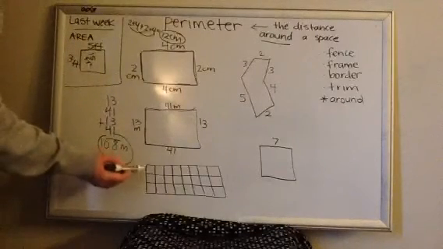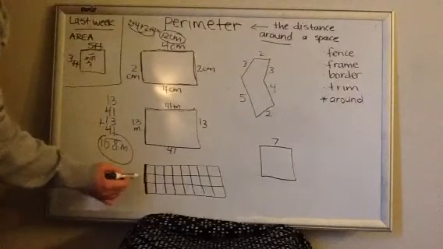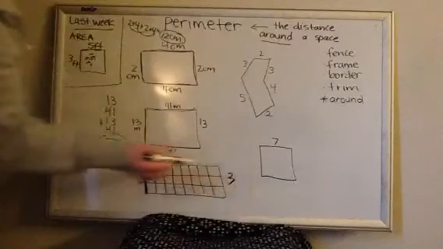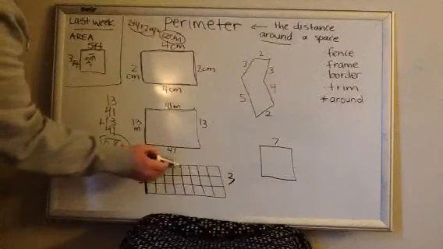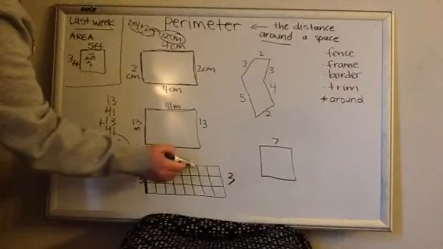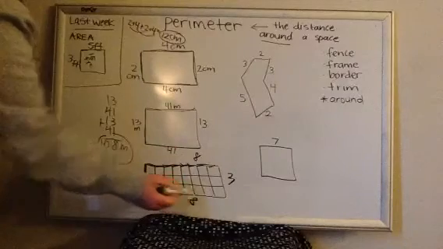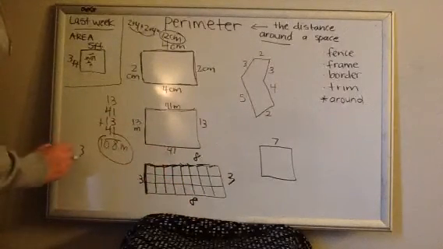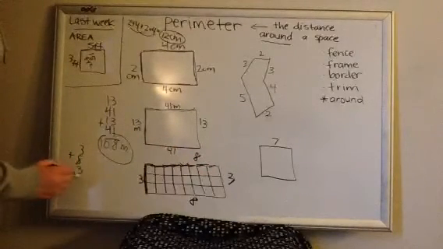So if I look on this side here, I see 1, 2, 3 sides. So this length of that side is 3, which means it's also 3 over here. And then if I look here, I have 1, 2, 3, 4, 5, 6, 7, 8, which means 8 and 8. And then I go around, and so I say 3 plus 8, another 3, and another 8.